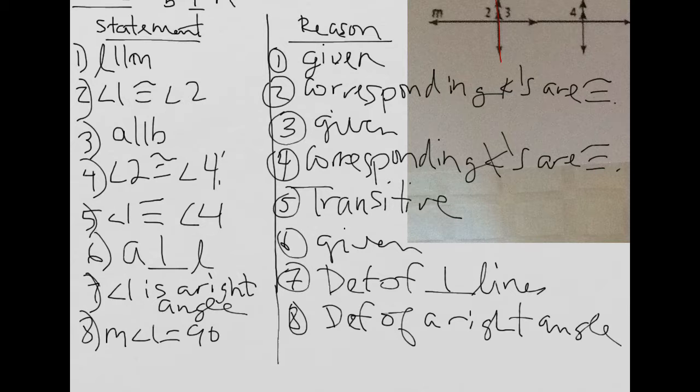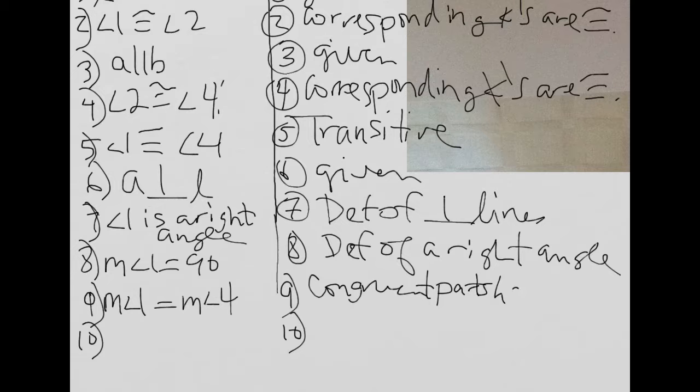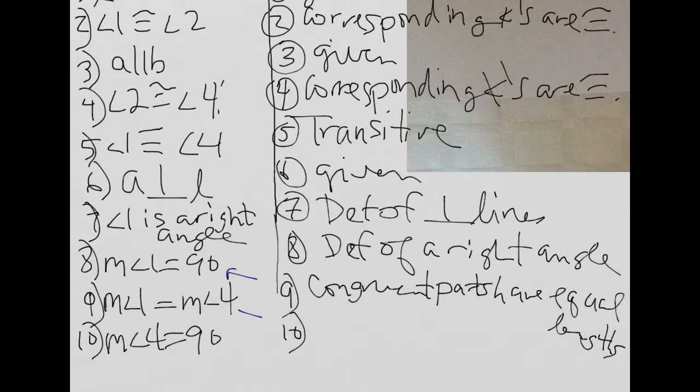Now, how does that help us? Well, now I could take that result from the transitive property, and I could say the measure of angle 1 is equal to the measure of angle 4 because congruent parts have equal measures. And once I do that, now I know that the measure of angle 4 is also 90, because in number 8, we know angle 1 is 90, and we know they're both the same, so I could definitely say by substitution that the measure of angle 4 is 90 degrees.